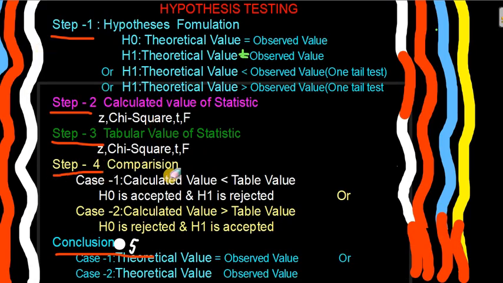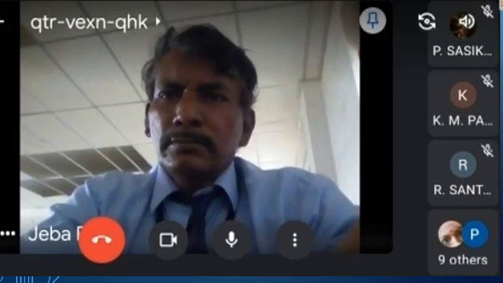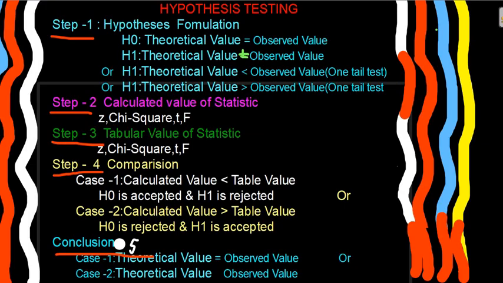Fourth step is comparison. Comparison of what? In the second step, we are calculating the test statistics by using the formula. Now in the third step, we are getting the tabular values. So we have to compare the calculated value and the tabular value. That is step number 4.